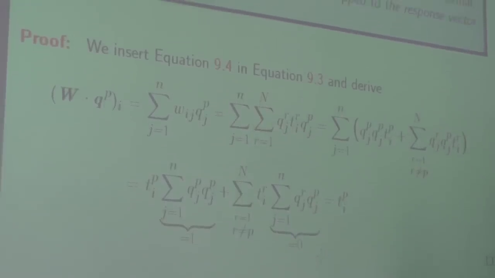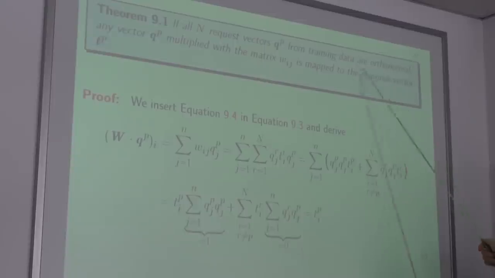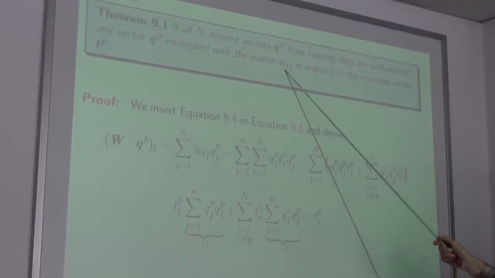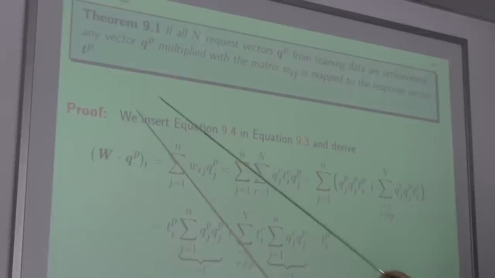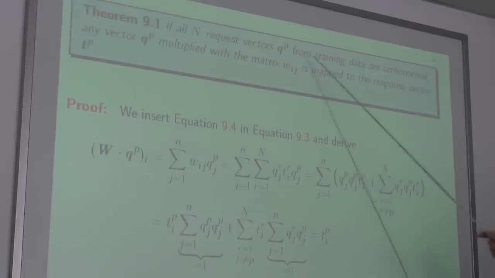Okay, and here we have this theorem. If all n input vectors QP from the training data are orthonormal, any vector QP multiplied with the matrix W is mapped to the response vector TP. So you see, this theorem says our associative memory is correct under the assumption that our training vectors, these Q vectors, have to be orthonormal. This is quite a strong assumption. The whole thing holds also if they are statistically independent, but then the proof is a little bit more difficult. So let's look at this proof for the case that these vectors are orthonormal.